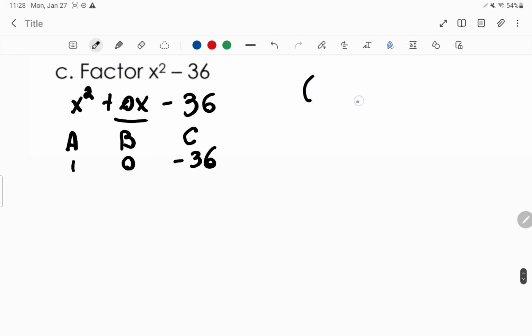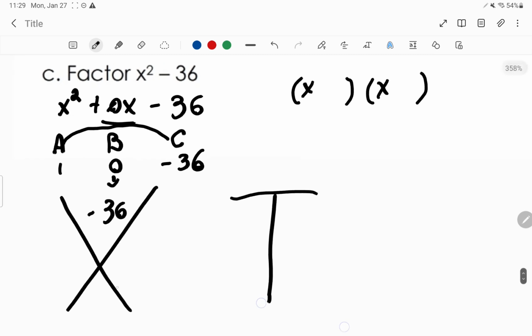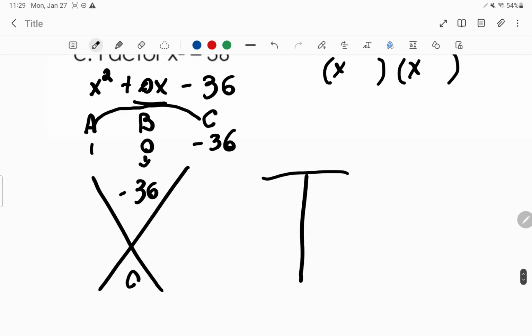I'm going to put my parentheses already because I know my answer is going to look like this. So x. We do a big X. We do a t-shirt over here. So remember, I need to multiply 1 and -36. So that gave me -36. And then this one goes on the bottom, 0. So I need two numbers that if I'm multiplying gives me -36, but if I add them, gives me 0.